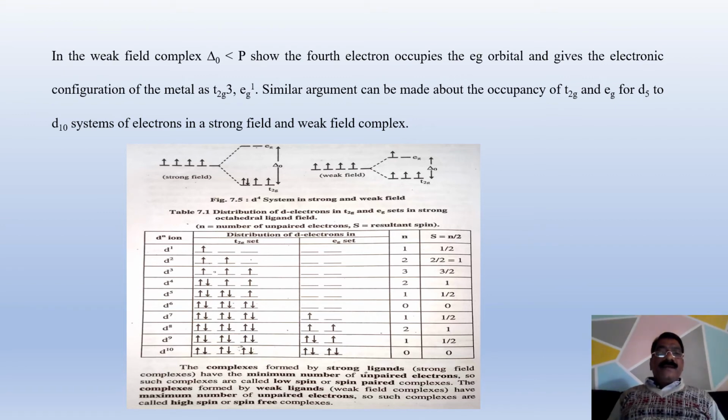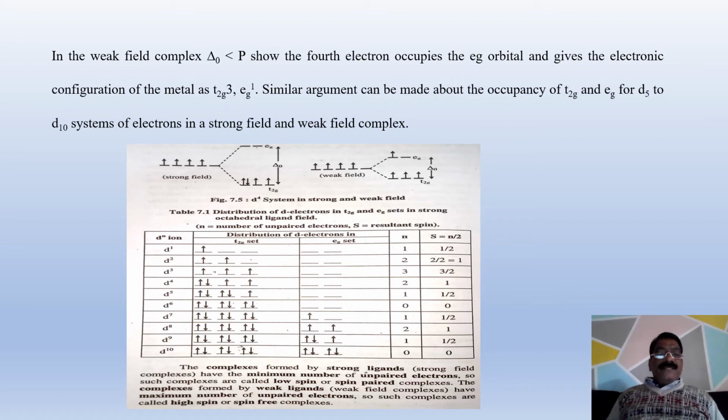See, here we have the example for the d4 system. In the first figure, all 4 electrons are in the t2g orbitals. One pair is formed and 2 are unpaired. In the second, there are 3 unpaired electrons in t2g and the fourth electron enters the eg, which is unpaired. So here there are 4 unpaired electrons. See the distribution of the electrons in t2g and eg sets in strong field and in weak field.